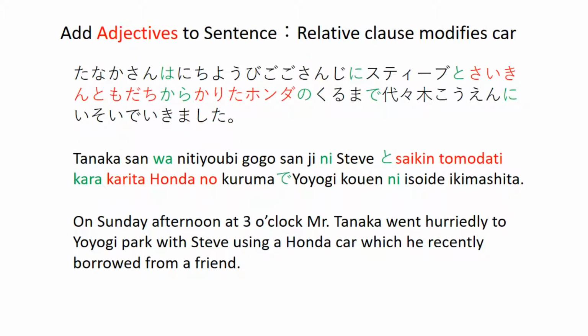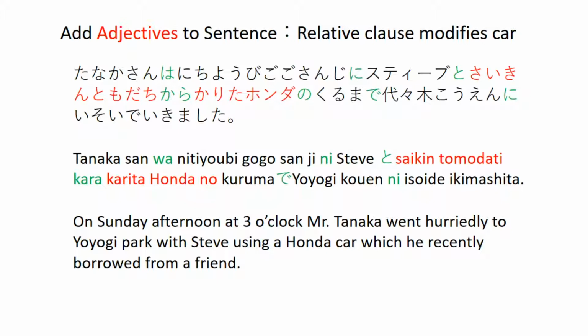Next, we're going to add adjectives to the sentence. We're going to add a relative clause to modify the word car. Tanaka-san wa nichiyoubi gogo 3時に Steve to 最近友達から借りたHondaの車で代々木公園に急いで行きました. So we're describing the car by saying it's a Honda car which he recently borrowed from a friend.